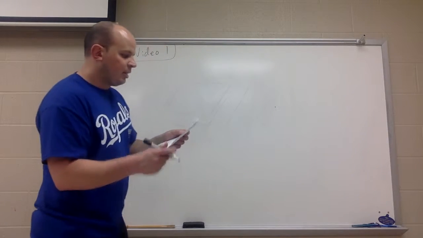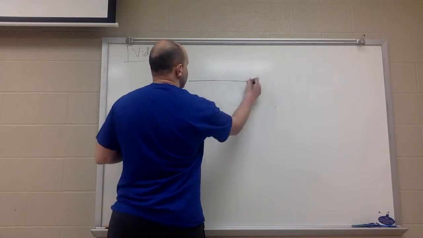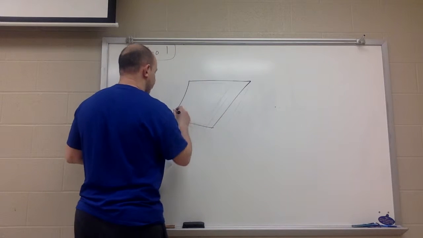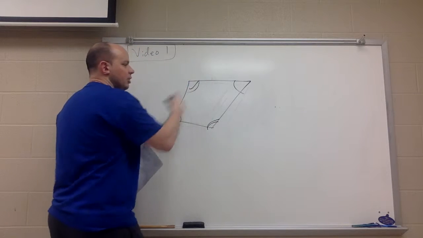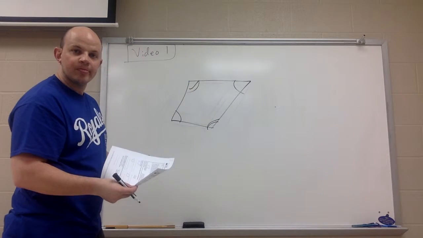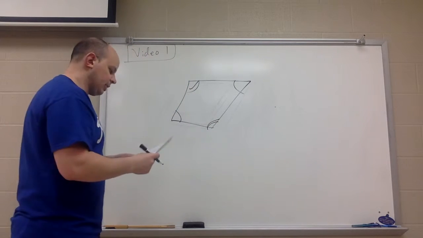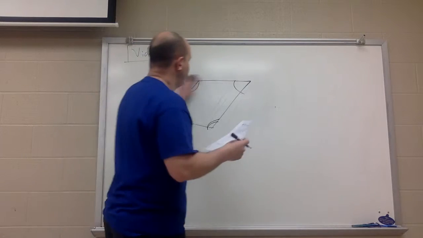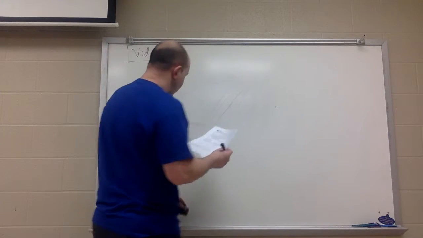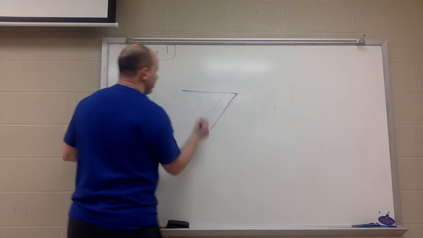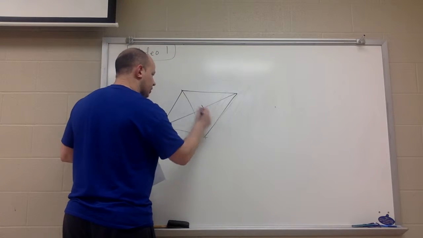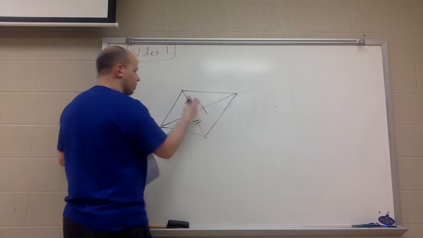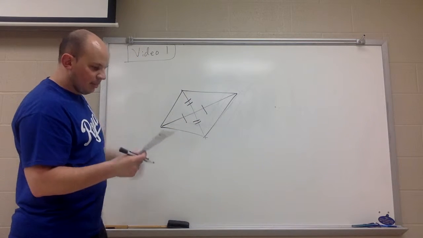Next condition: both pairs of opposite angles are congruent. So if these are congruent and these are congruent, it is automatically a parallelogram. Okay, easy enough. If the diagonals bisect each other, this is a parallelogram. So if this diagonal and this diagonal cross, and these two are the same and these two are the same, meaning they're bisected, therefore this is a parallelogram.